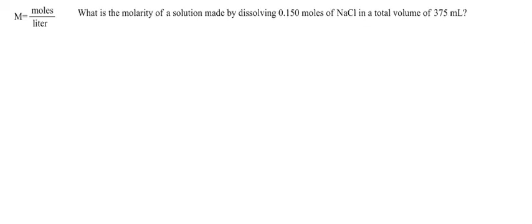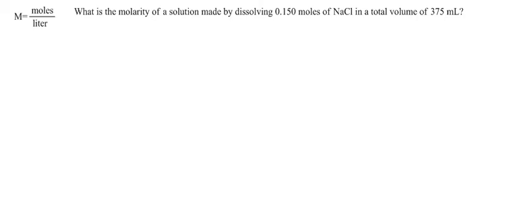If we look at answering a couple of questions involving molarity, for instance, what is the molarity of a solution made by dissolving 0.15 moles of NaCl in a total volume of 375 milliliters, we can use our definition of molarity to answer this question. So we say molarity, which is moles per liter. In this case, it's 0.150 moles over 0.375 liters, and we find that that is equal to 0.400 molar.